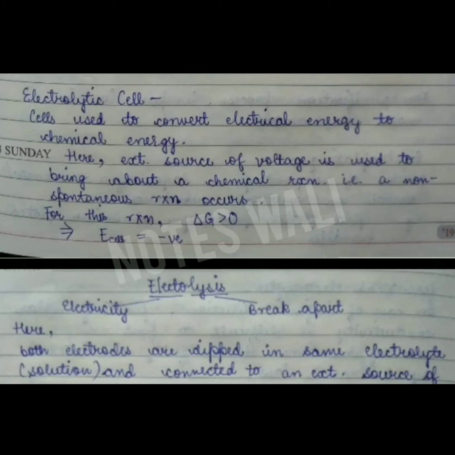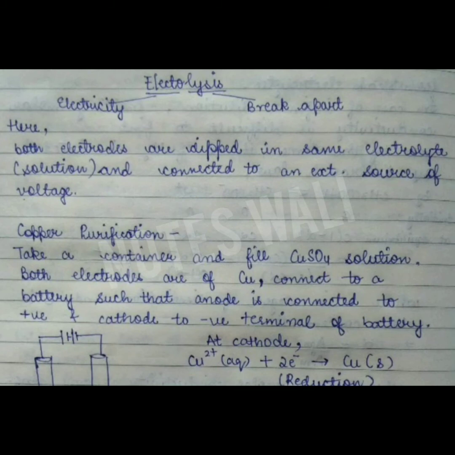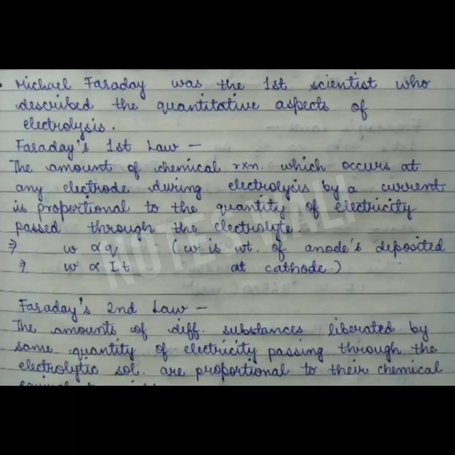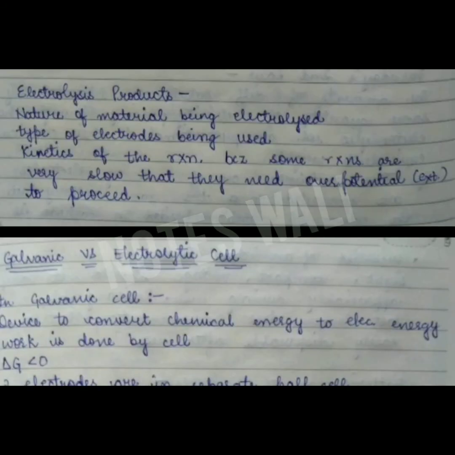The other part of this chapter is electrolytic cells, which are used to convert electrical energy to chemical energy. So we will be looking at non-spontaneous reactions here, whose Gibbs energy value is greater than 0. The first process that we look at here is copper purification. The second process is electroplating. After that, we come to Faraday's laws, which are two, and they relate to the quantitative aspect of electrolysis. Electrolysis products also depend on some factors that are listed here.